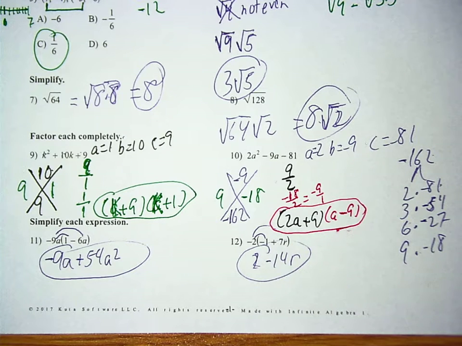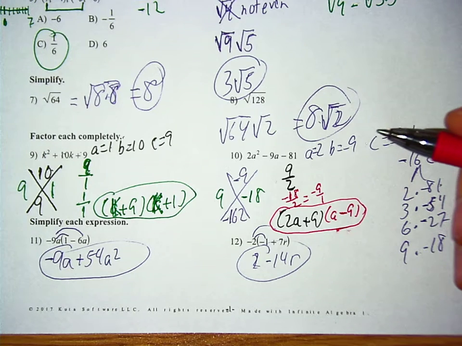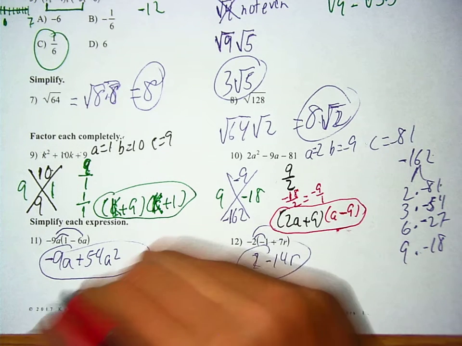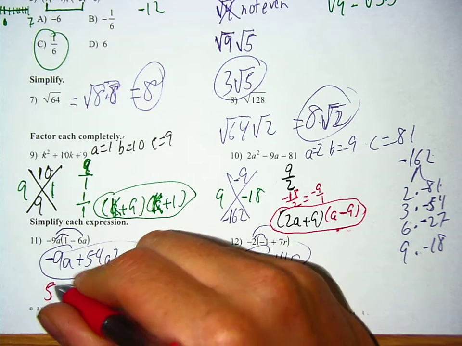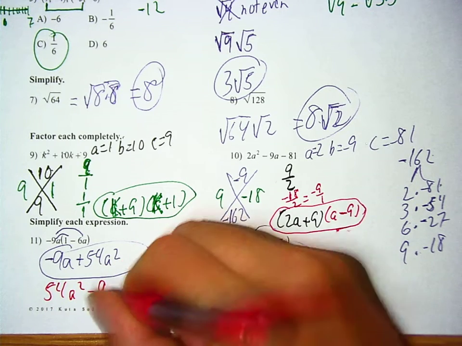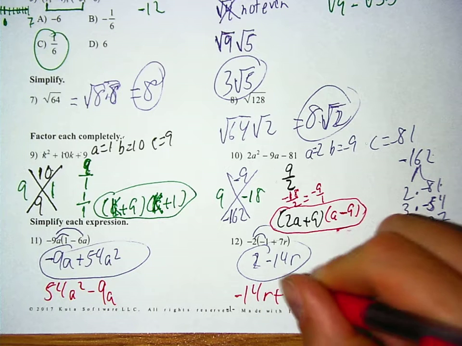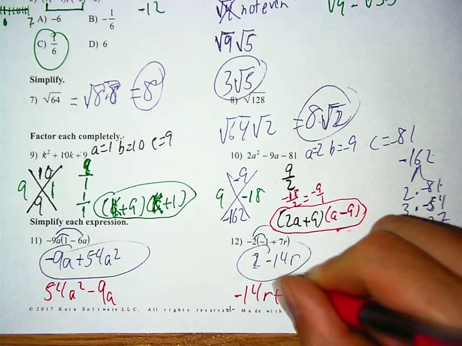Some of your teachers might care that it's in descending order. I didn't state in the question that it had to be descending order, so some of you might have to reword this as 54a squared minus 9a and negative 14r plus 2, if your teacher says so.